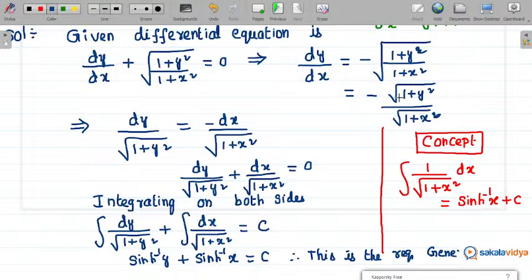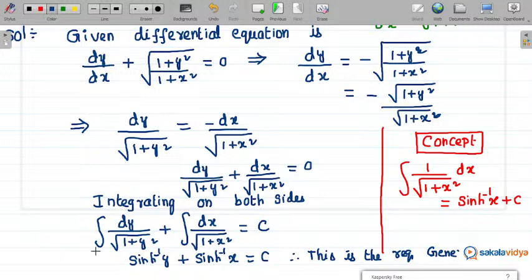You just bring root of 1 plus y square to this side and dx to the right hand side. We can write dy by root of 1 plus y square is equal to minus dx by root of 1 plus x square. Bring minus dx by root of 1 plus x square to the left hand side. So, we get dy by root of 1 plus y square plus dx by root of 1 plus x square is equal to 0.